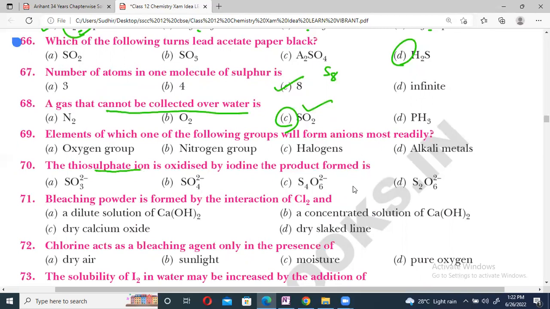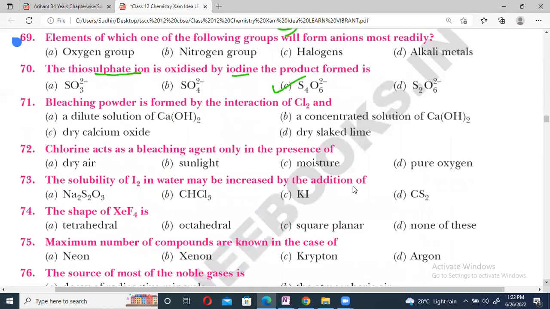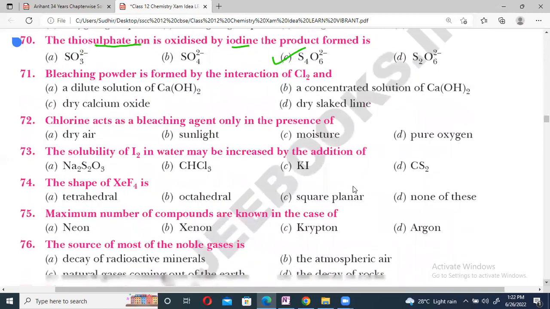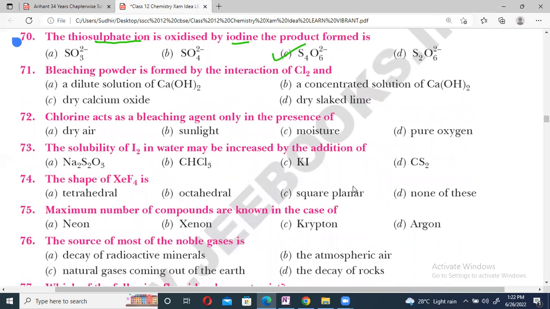Thiosulfate ion is oxidized by iodine. The product obtained is S4O6 2-. Then 71, 72, 73. The solubility of iodine in water may be increased by the addition of KI.